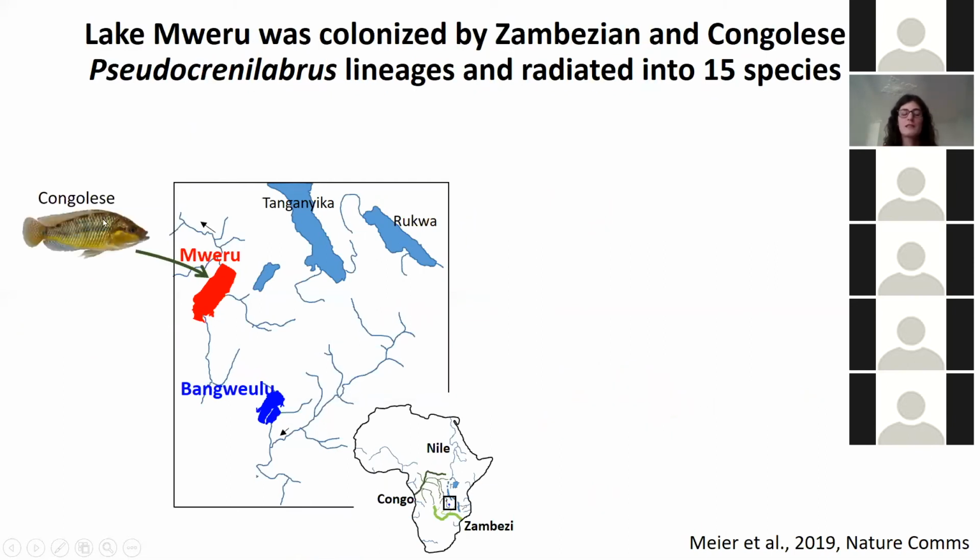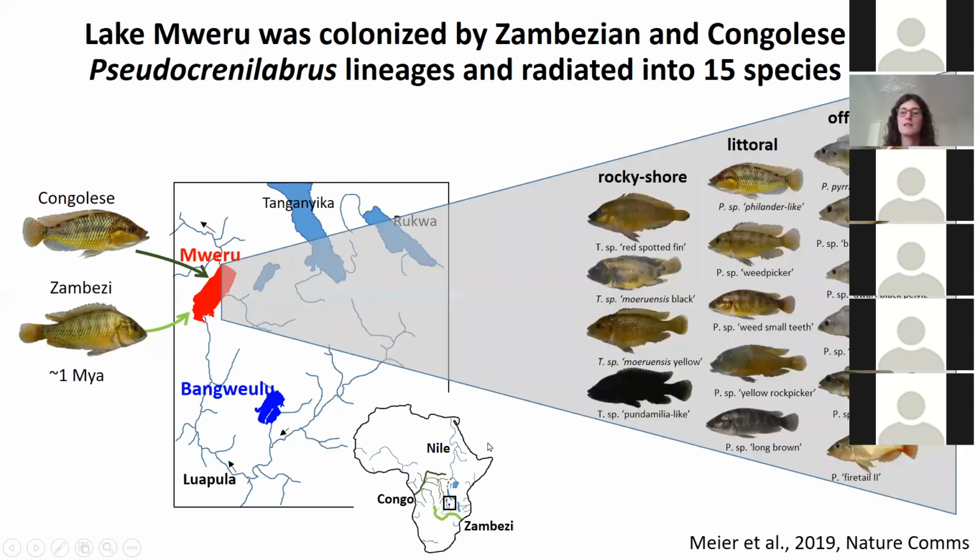A Congolese lineage of Pseudocrenilabrus colonized Lake Mweru because Lake Mweru is part of the Congo drainage system. And then about 1 million years ago, there was a river flow reversal, where now cichlids from Lake Bangweulu could swim into Lake Mweru. The other way doesn't work because of waterfalls. But now the Zambezi lineage and the Congolese lineage could come together in Lake Mweru. They hybridized and radiated into 15 species. So it's not that this lineage is per se unable to speciate.